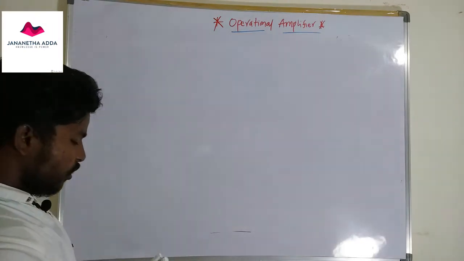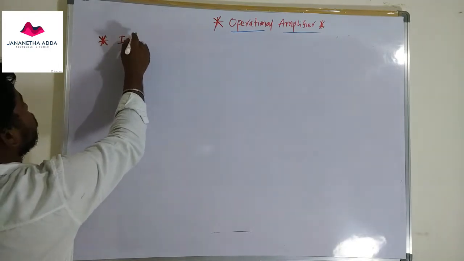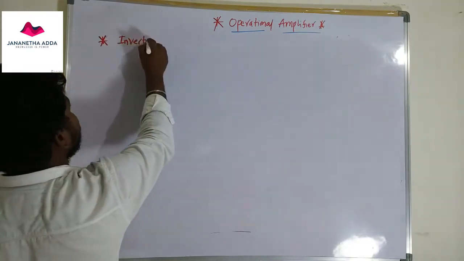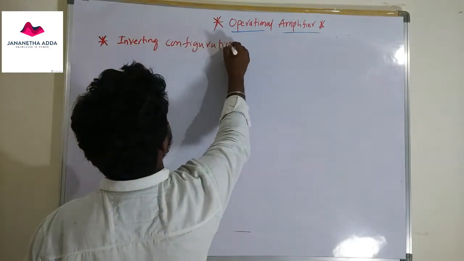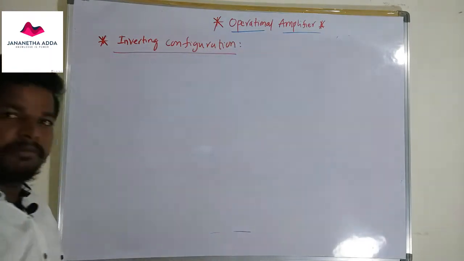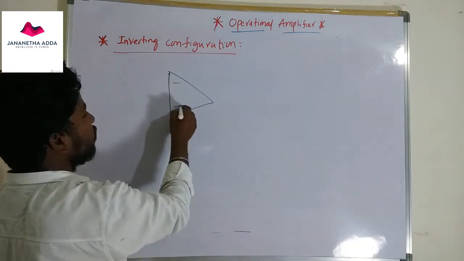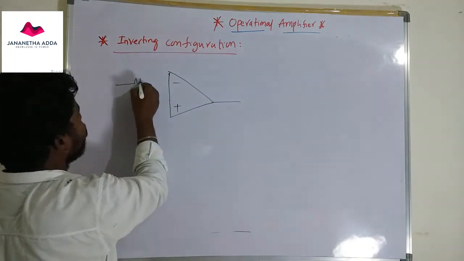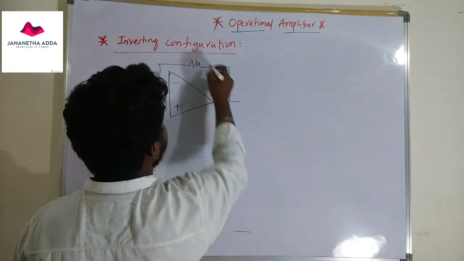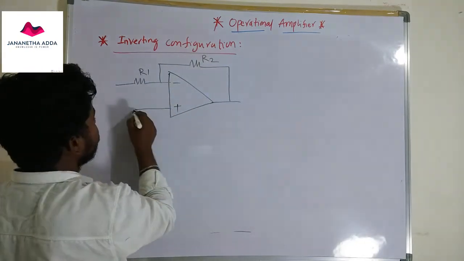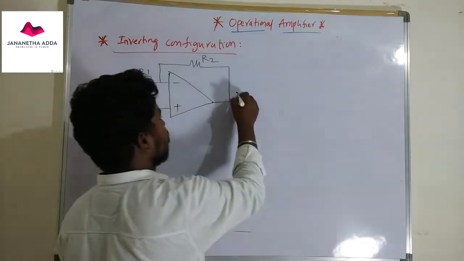Now we are going to discuss the inverting configuration of the operational amplifier. In the last video we also discussed the inverting configuration, so we will recap that information. We have an operational amplifier with input resistance R1 and a feedback resistance, which I am assuming as R2. I am grounding the positive terminal and I have given a V1 input. I am taking an output.